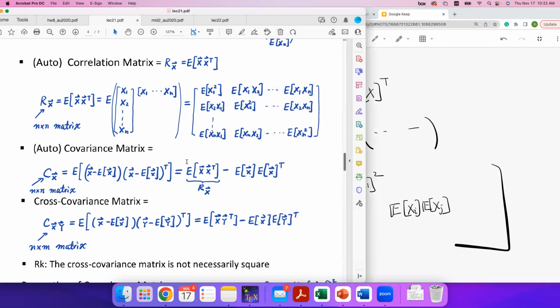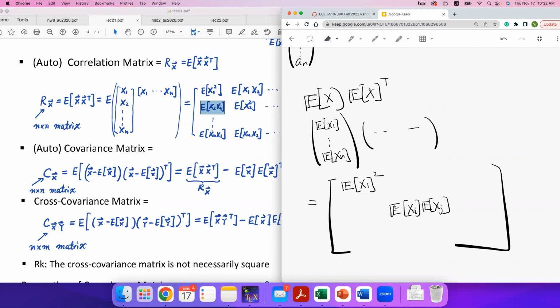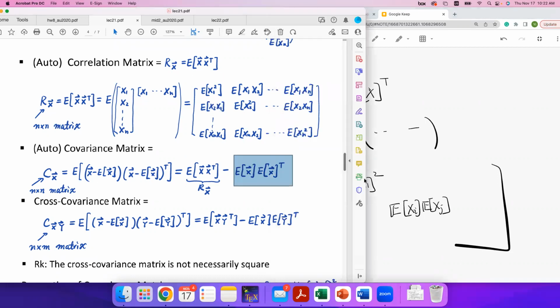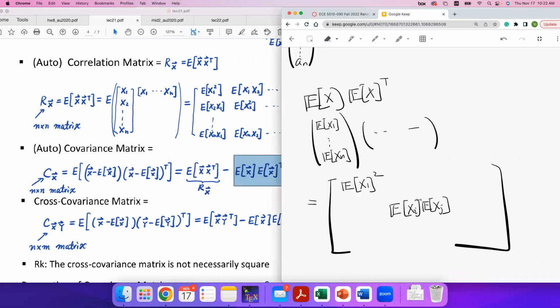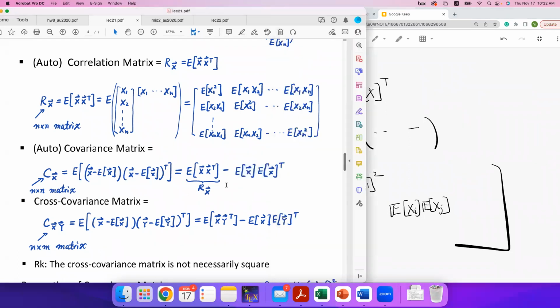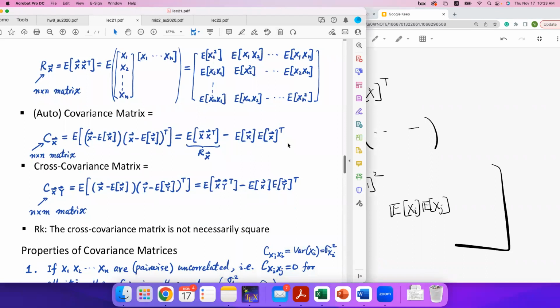And this is different from the first matrix. In the first matrix, it's the matrix of correlation, right? It's the expectation of the pairwise product. And this matrix is the pairwise product of the expectations. But if we write it into the matrix or vector form, you can see the similarity, right? So this is very similar to the one-dimensional case.